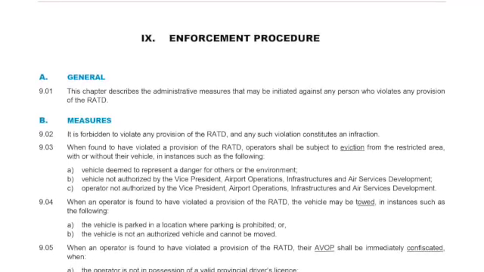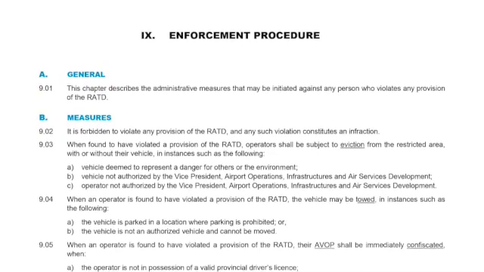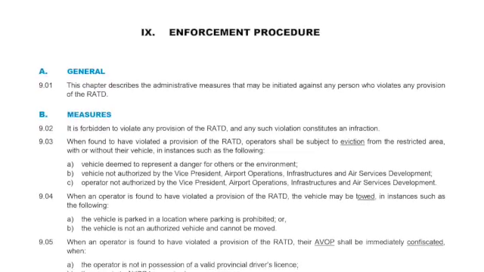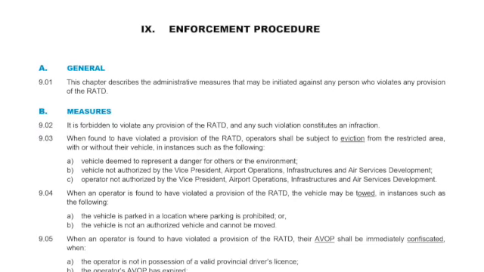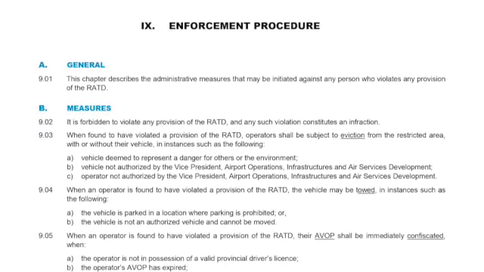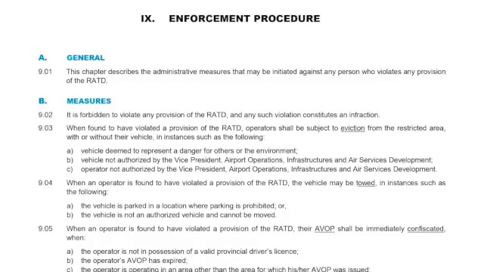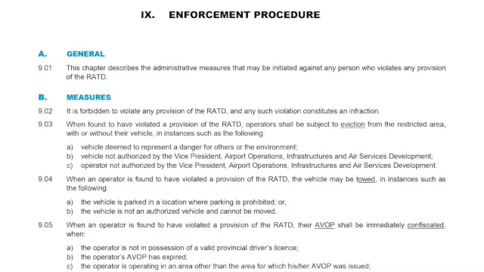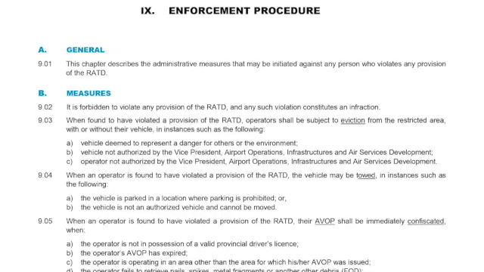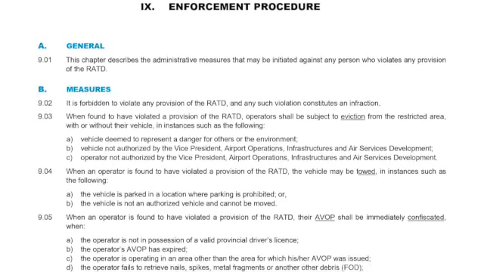Vehicle deemed to represent a danger for others or the environment. B. Vehicle not authorized by the Vice President, Airport Operations, Infrastructures, and Air Services Development. C. Operator not authorized by the Vice President, Airport Operations, Infrastructures, and Air Services Development.